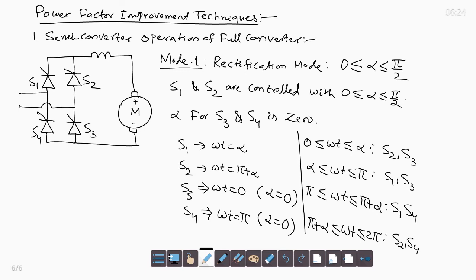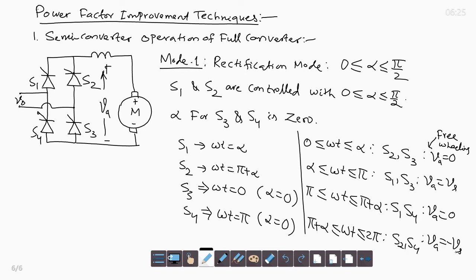Let us write the output side voltage as VA and the supply as VS. When S2 and S3 are conducting, VA is 0, that means freewheeling, and when S1 and S3 are conducting, VA equals VS. When S1 and S4 are conducting, it is again a freewheeling interval, so VA is 0. When S2 and S4 are conducting, VA equals minus VS. So this is just semi converter operation of the full converter in the rectification mode.